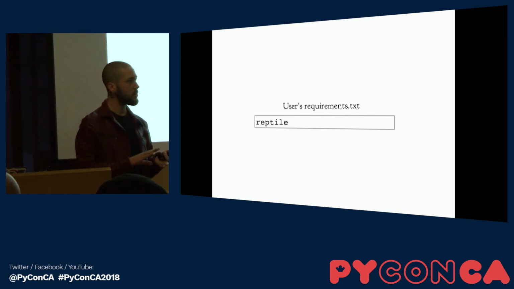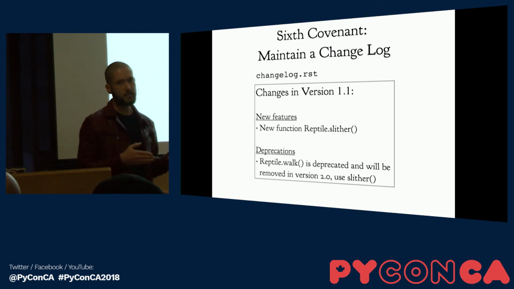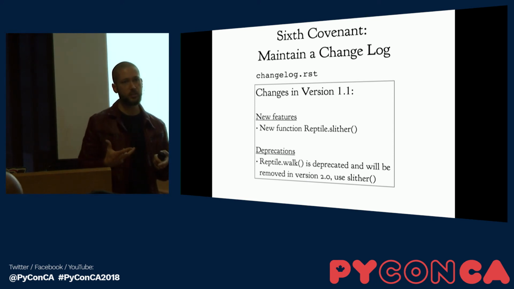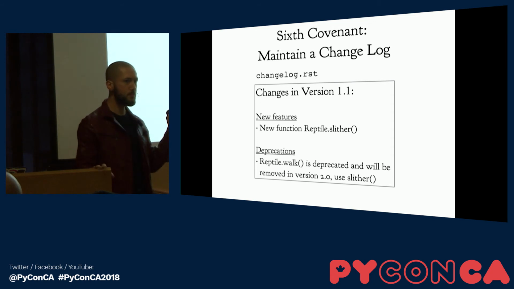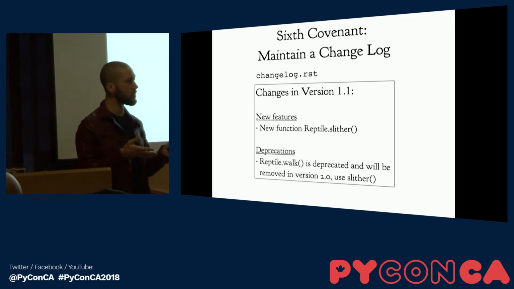So there are 3 more covenants that we keep with our users, and these are all about documenting and communicating about how our library changes. So first of all, the 6th of the 10 covenants is to maintain a changelog. And this changelog's main purpose is to talk about features that have been deprecated or deleted in various versions of your library. So in this example, in version 1.1, I'm introducing slither and deprecating walk, and in version 2, I plan to actually delete the walk method.